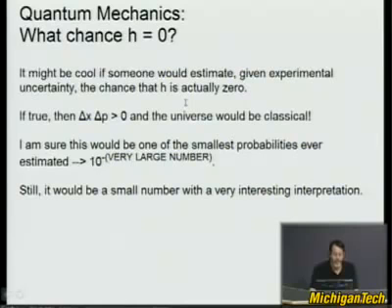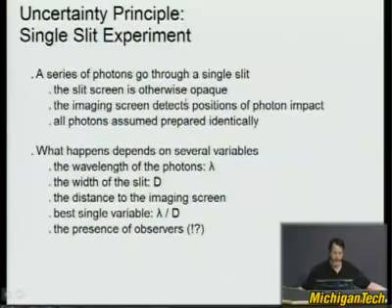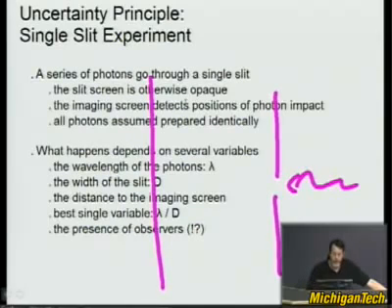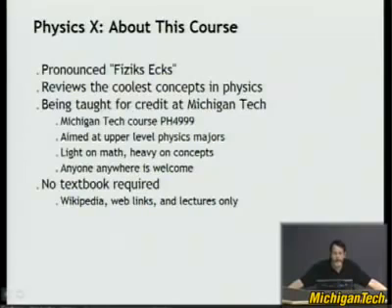But I'm very curious how large that number would be that we're sure that h is greater than 0. So with that, I'll jump to the next one and say, let's do the single slit experiment a little bit more carefully. So here we have a series of photons goes through a single slit. So I'll just draw this here. Photons go like this, and then they end up on a wall. No textbook is required. This is an actual class being taught for credit at Michigan Tech.